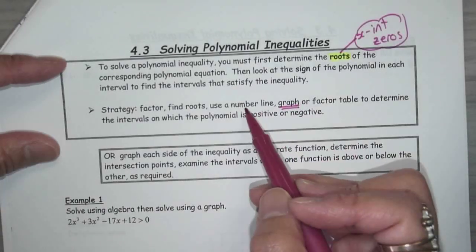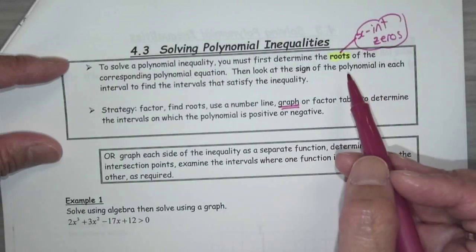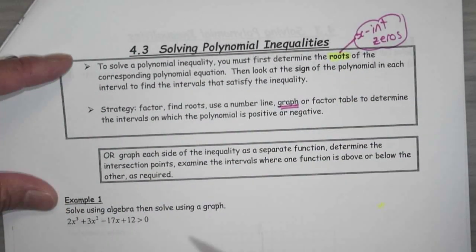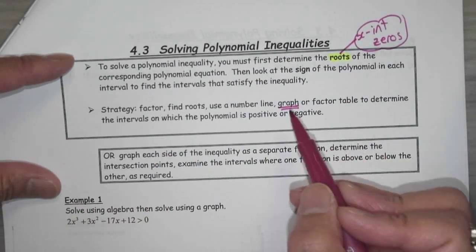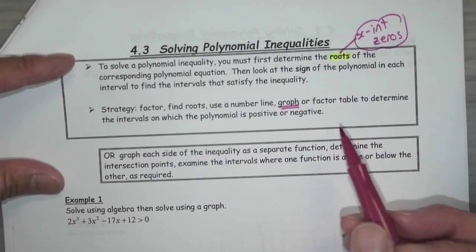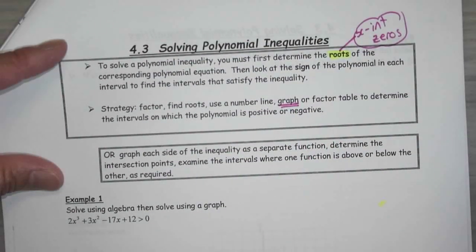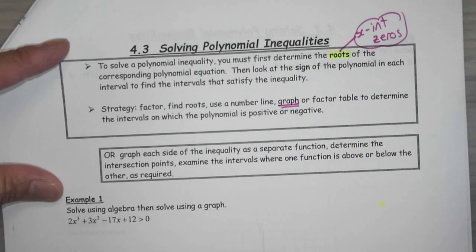There's also the number line and factor table, where they said look at the sign of the polynomial, which means we're just looking to see if the polynomial is above or below the 0 line. I'm going to explain that in a bit. Mostly what you guys like is to graph because we just spent all this time graphing, so that's fine. I'm not going to make you do one strategy over another, so your choice.